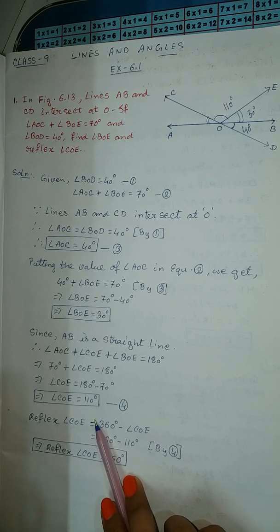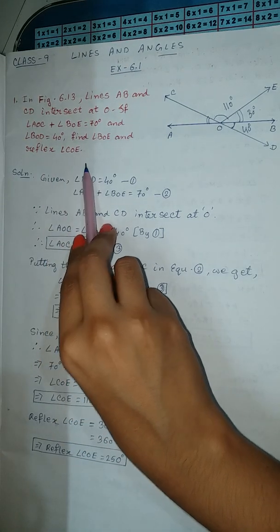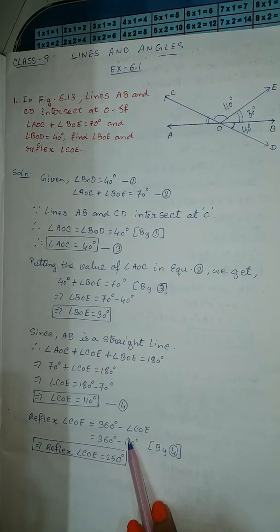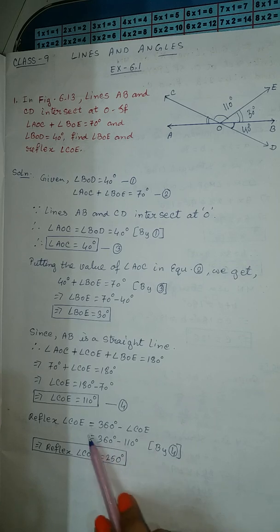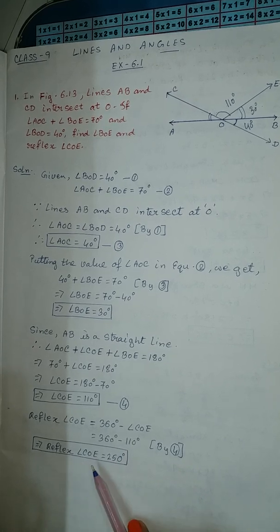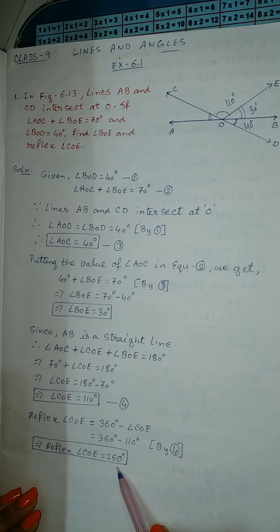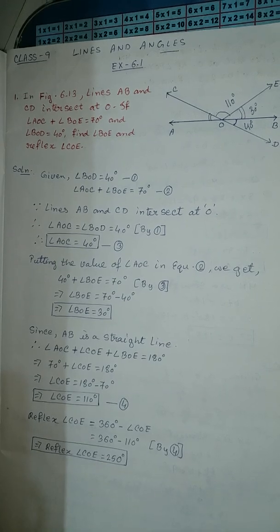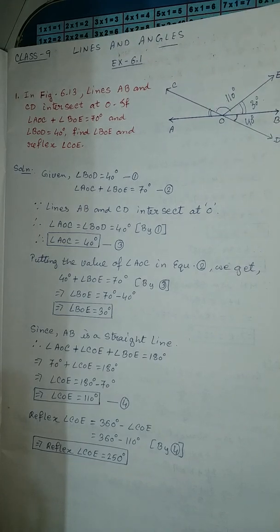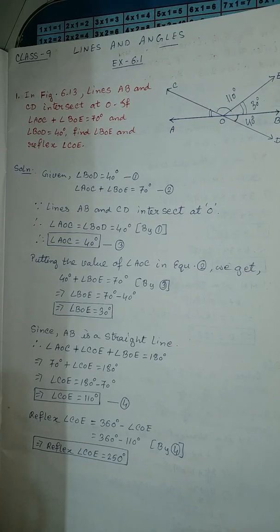Now, what will be the value of reflex COE? So reflex angle COE is equal to 360 degree minus angle COE. That's the formula. Okay. So now let's put the value of angle COE by equation 4, and by solving it, we are getting reflex of angle COE is equal to 250 degree. So here we have found out the value of BOE and reflex COE. Let's move on to the next question.